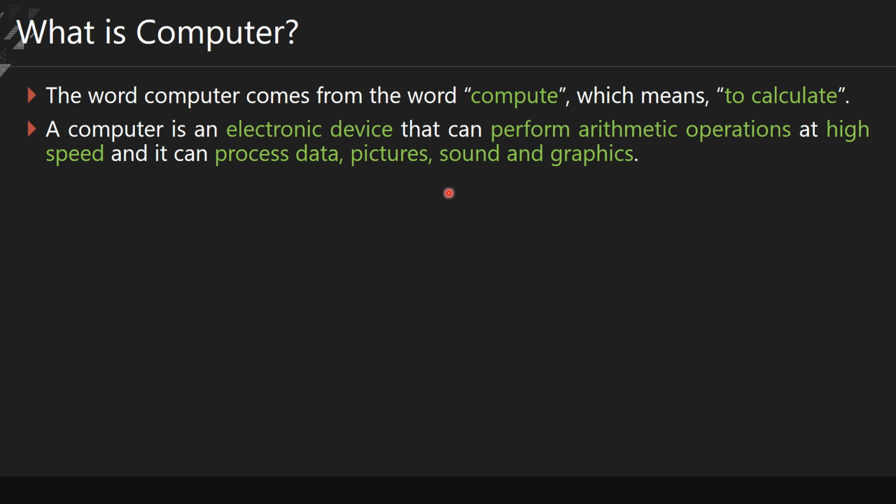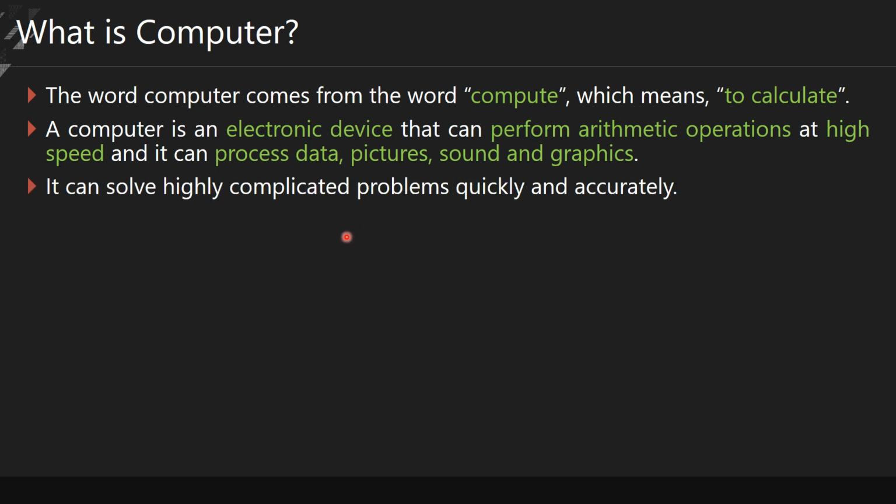Just like us, it will not perform slowly. We will take some time to perform any calculation, but a machine will not be like that. It will compute in a fraction of a second, and it can also process data: any pictures, sound and graphics. Any kind of data it can process or calculate according to the input given. It can also solve highly complicated problems accurately, which is not possible for human beings.